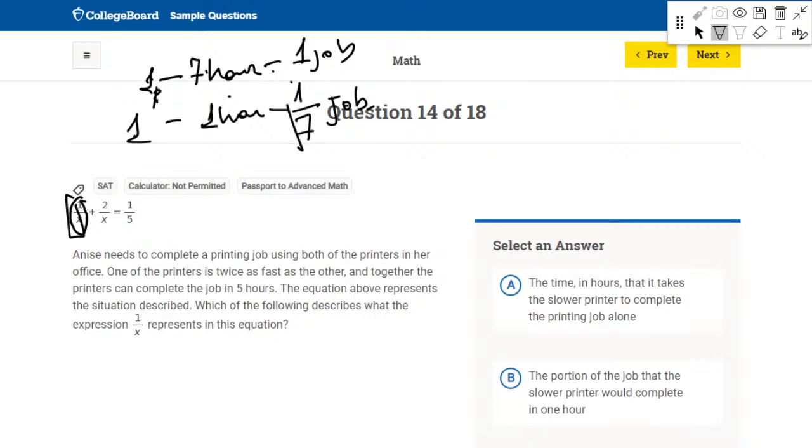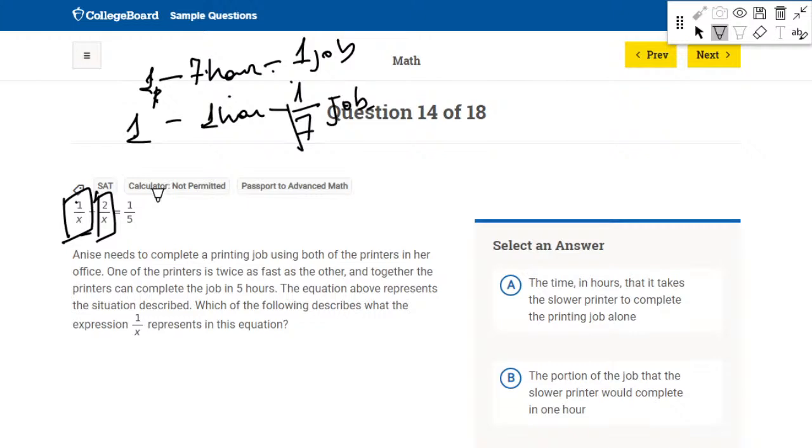So this is actually speed, right? The bigger this number, the faster the job is done. So here we get 1/x, 2/x. We see there are two printers. Which one is faster? The bigger one. If the denominators are the same, the number with the bigger numerator is bigger. So 2 is bigger, so this one is faster and this one is the slower printer.